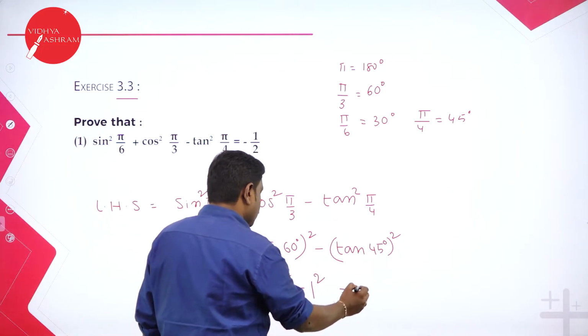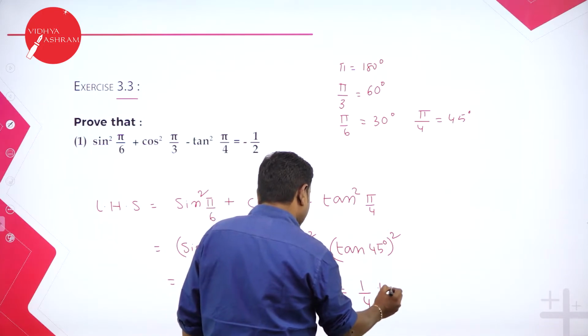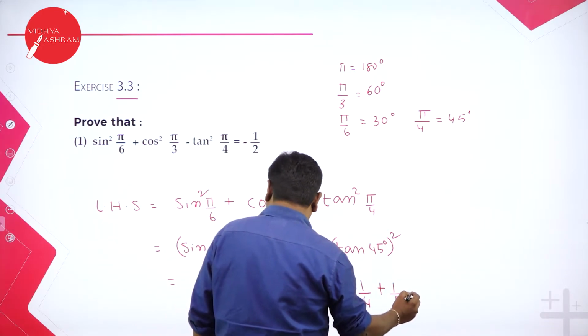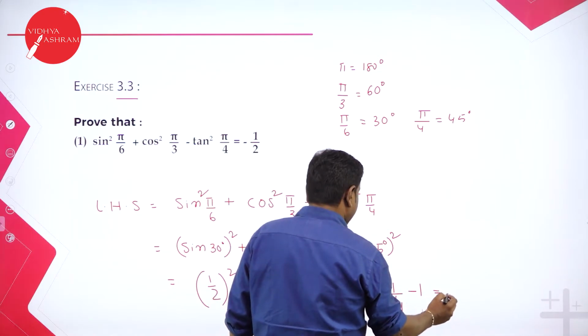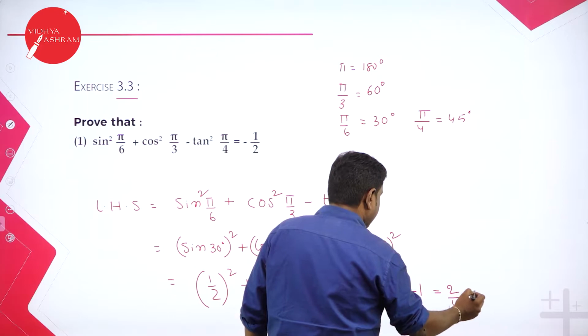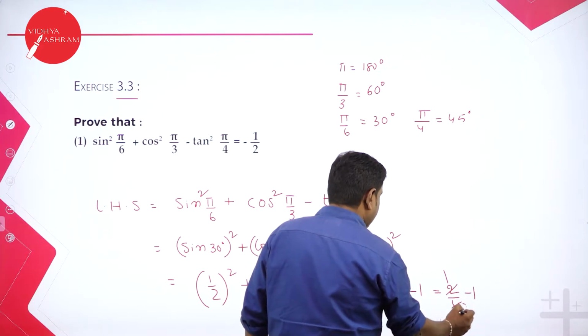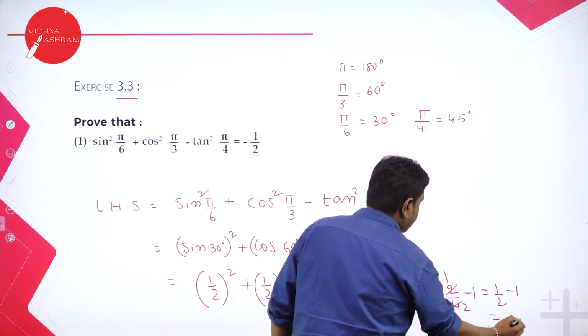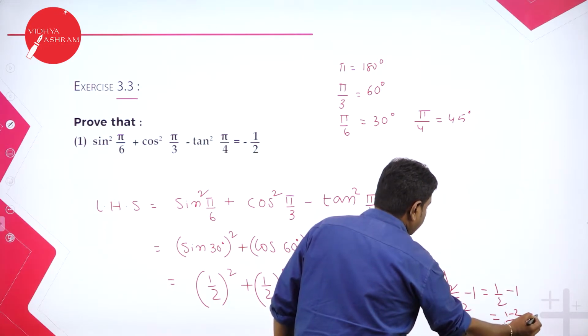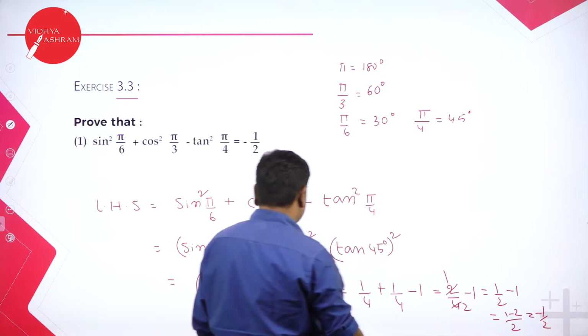That is 1 by 4 plus 1 by 4 minus 1. 1 by 4 plus 1 by 4 is 2 by 4. 2 by 4 is 1 by 2. 1 by 2 minus 1. Half minus 1 gives you minus 1 by 2. Take LCM: 1 minus 2. That will become minus 1 by 2, which is RHS.